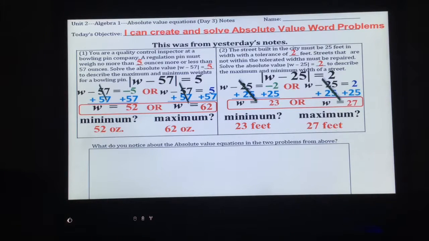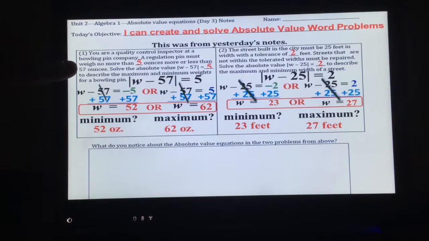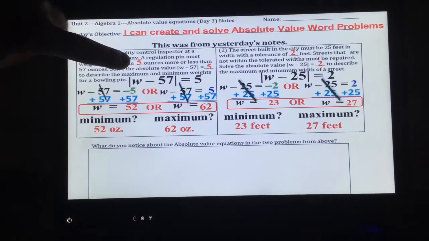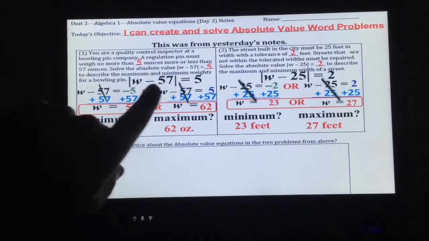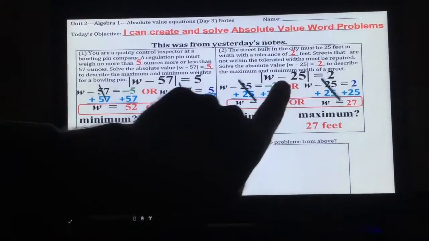All right, now if you look over here, number 1 and 2 are already worked out for you. They are actually the same exact problems that you did yesterday. So the reason I have them up is because I wanted you guys to look and I wanted to see if you noticed what they had in common, okay? Now, if you look, we have two numbers in this word problem, 57 and 5, all right? We have two numbers in this word problem, 25 and 2. And those are the numbers that are actually in the equations over here, all right?